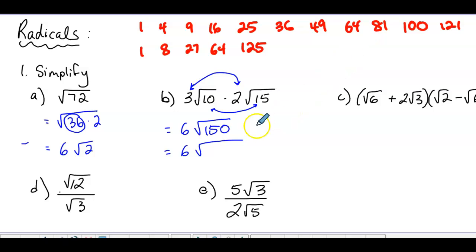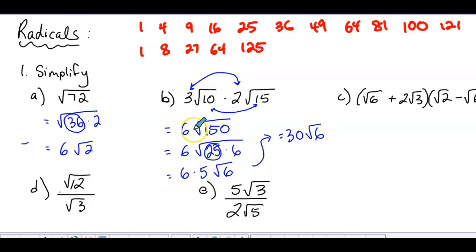So basically, you want to go down to, and the 0 is a kind of a giveaway, 100 doesn't go in. It's got to have a 5 then. So 25, does 25 go in? It does. 25 times 6, and then 25 is the perfect square. So that's going to be 6 times, root of 25 is 5, root 6, and then just multiply those. That's going to be 30 root 6. Now, you don't have to take all of these steps. You can really go from 6 root 150 to 30 root 6 if you want. I'm not going to be marking part marks.